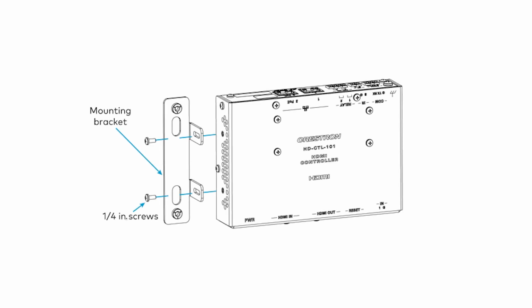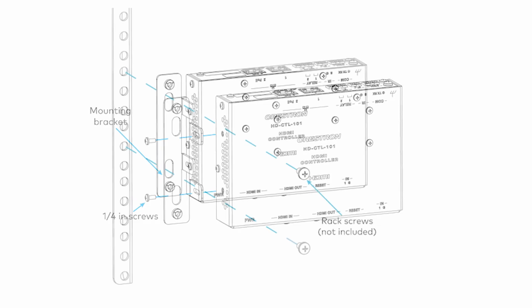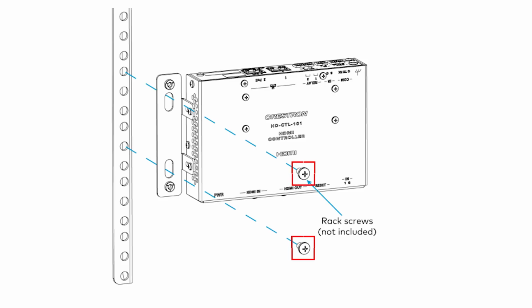To mount the device in a rack, you need to use one of the mounting brackets we installed earlier, depending on whether you are installing it on the left side rail or right side rail. Use 2 rack screws to attach the device to the rack rail. Note the rack screws are not included with the device.